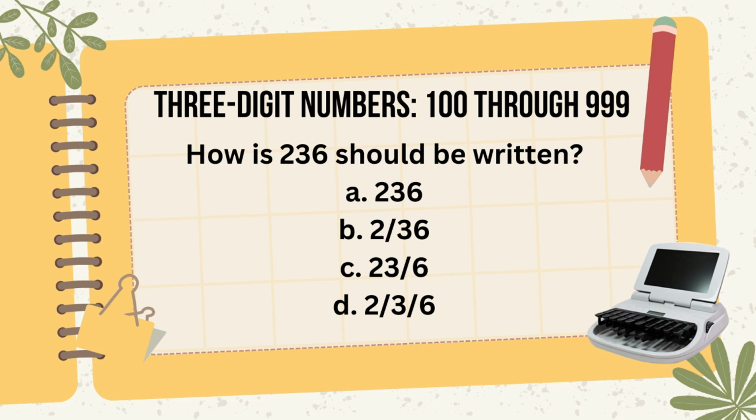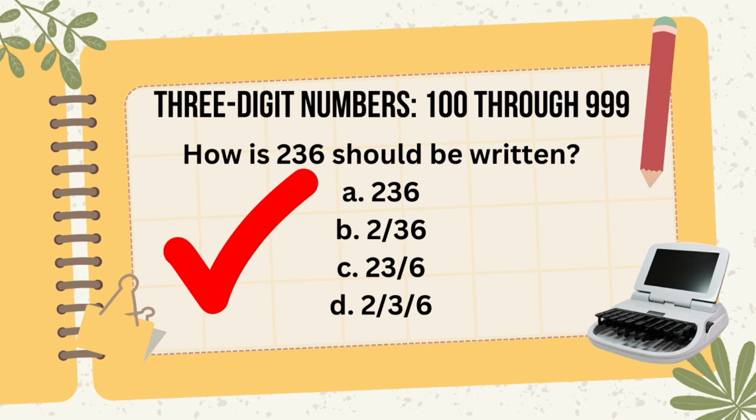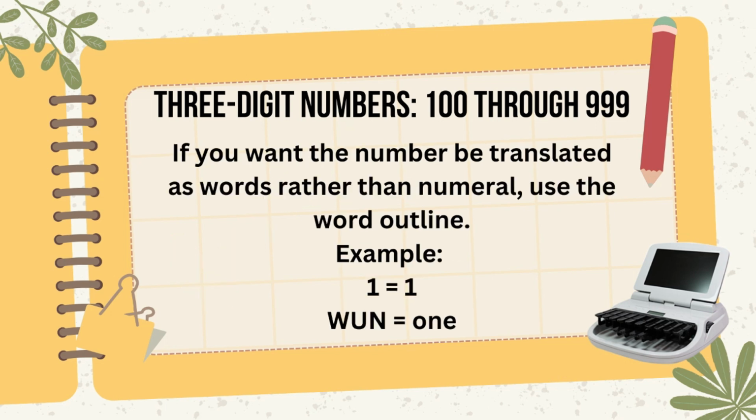So which of the four is the correct way of writing 236? Which do you think? All right, let's reveal the answer. These four answers, A, B, C, and D, are all correct, which means for the three-digit numbers, it's up to us how we write these numbers, for as long as we are able to write them correctly. So that's how we do it for digits.